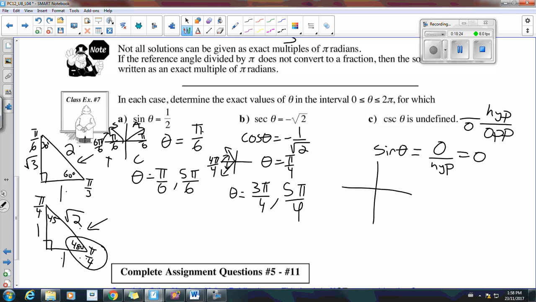So where is our opposite side 0? So remember, this is our triangle, always on the x-axis. The opposite was our y value. So wherever y is 0, sine will be 0. Now again, we're asked for answers between 0 and 2 pi. Well, at 0 radians, our y value is 0. At pi radians, our y value is 0. And after a full rotation at 2 pi radians, our y value is 0.